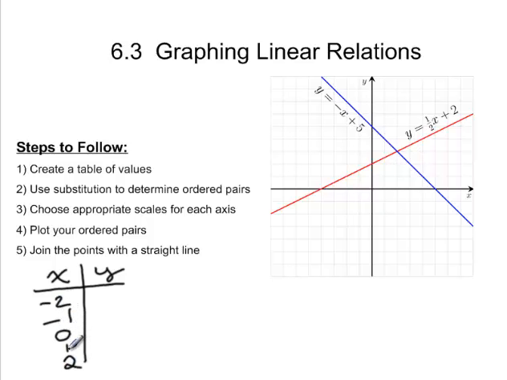-2, -1, 0, 1, 2. Just so that you have a nice span from the negative to the positive and a nice few points to use to graph your line.